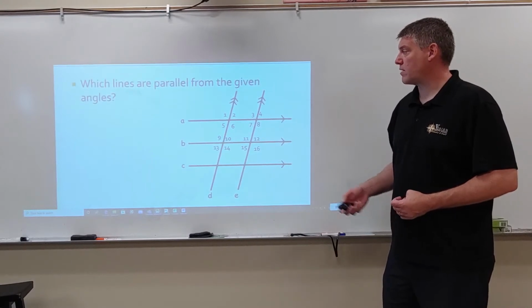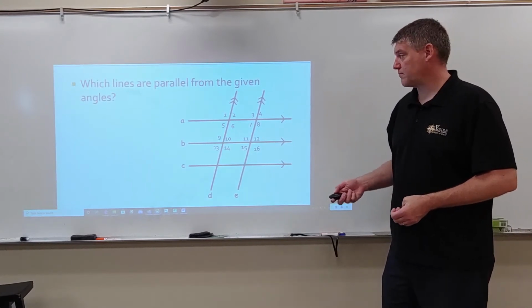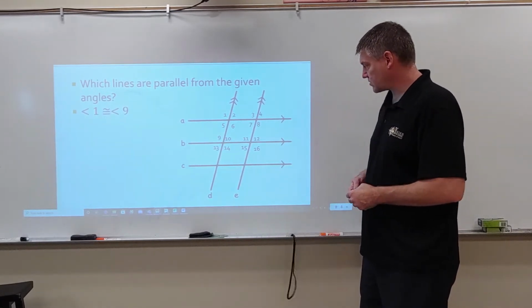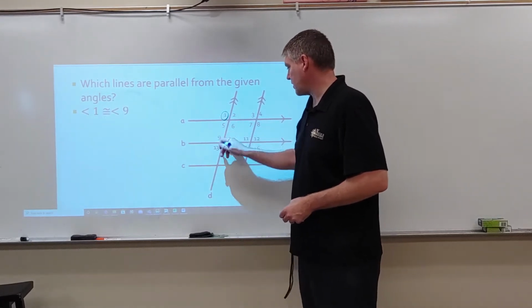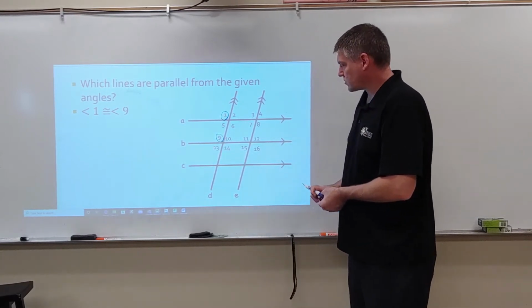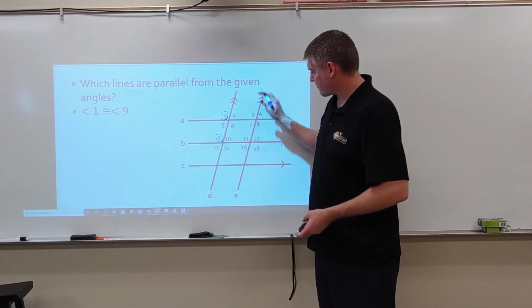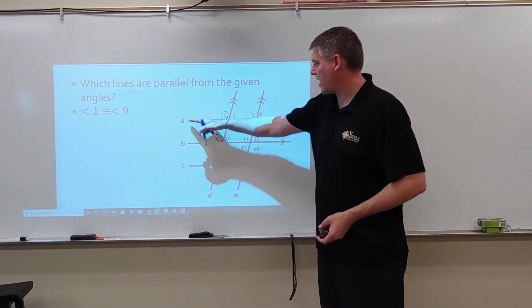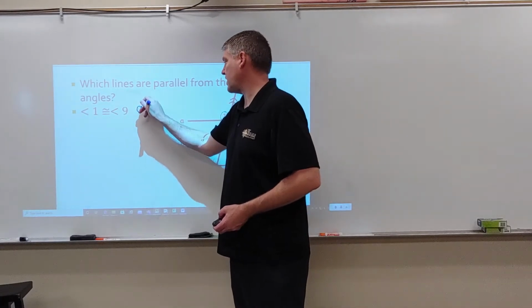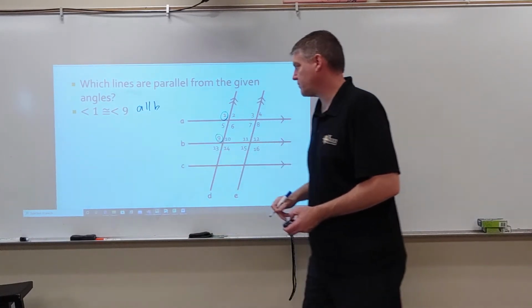Which lines are parallel from the given angles? So now I have 1 and 9. I'm going to circle them so we have a little bit better view here. So 1 and 9, those are corresponding. Ignoring this line here, I have A is parallel to B. So this says A is parallel to B.